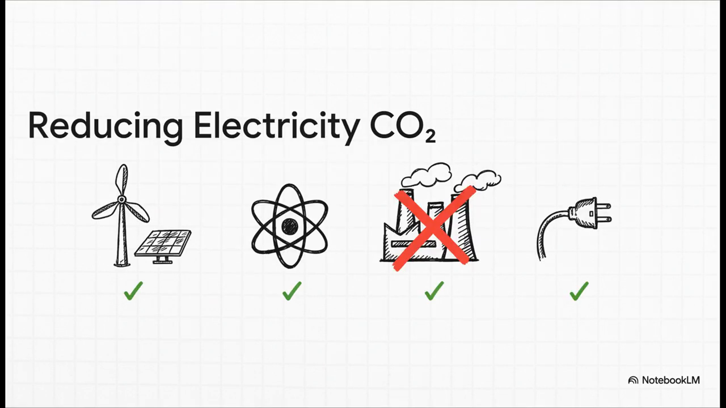And for the electricity generation part, here's the list of valid points right from the mark scheme. You could talk about moving away from fossil fuels and using renewables like solar or wind instead. Nuclear power is another valid answer. Or you could make a really smart point about just using less electricity in the first place, by not leaving appliances on. Again, any of these will get you the marks.